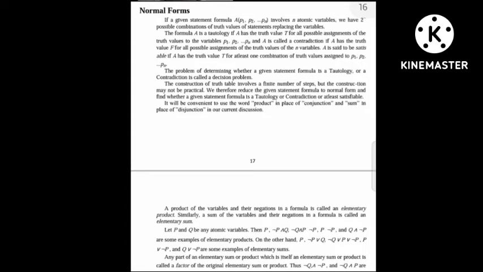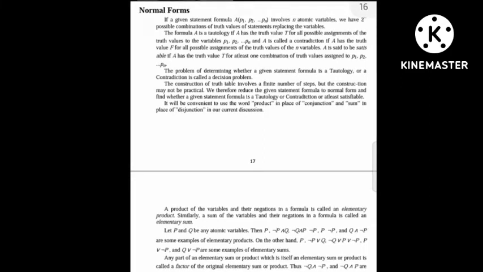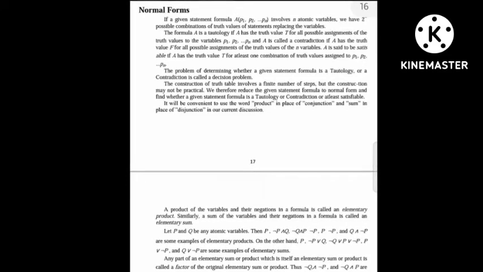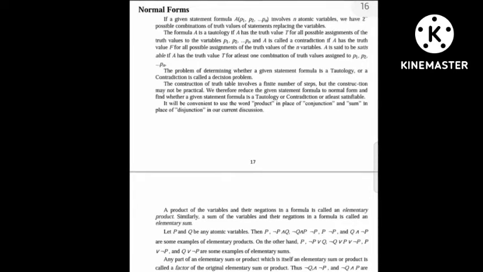The formula A is a tautology if A has the truth value T for all possible assignments of truth values to the variables P1, P2 and so on up to Pn. A is called a contradiction if A has the truth value F for all possible assignments of truth values to the n variables. A is said to be satisfiable if A has the truth value T for at least one combination of truth values assigned to P1, P2 and so on up to Pn.